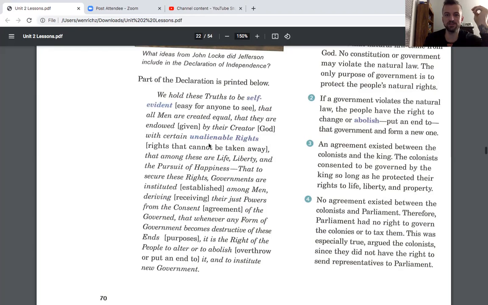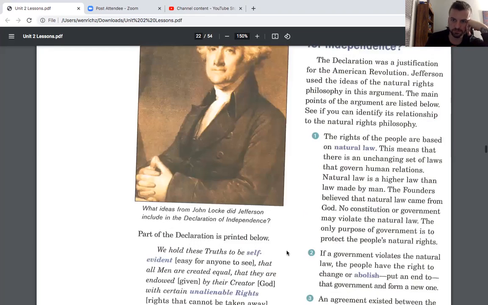Natural rights. That among these are the life, liberty, and the pursuit of happiness. Yeesh. Instituted, established; deriving, receiving; consent, agreement; ends, destructive of these ends, that means purposes; abolish, overthrow. We'll get to that.